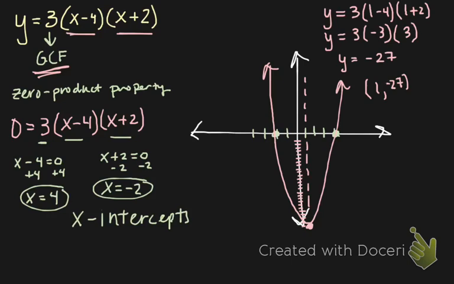The larger the greatest common factor, the more narrow your graph is going to be. And the smaller, the closer to 0 your greatest common factor is, so for example, 1/2, 1/3, 1/4, the wider the parabola is going to be.